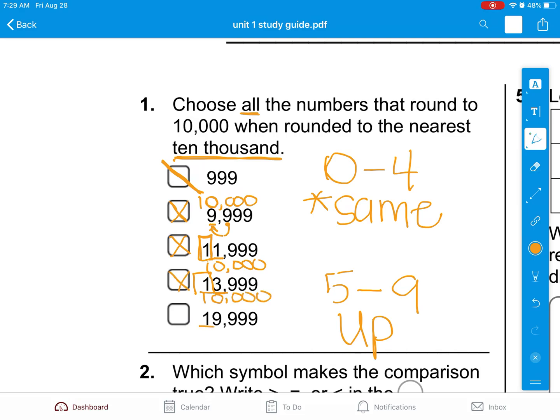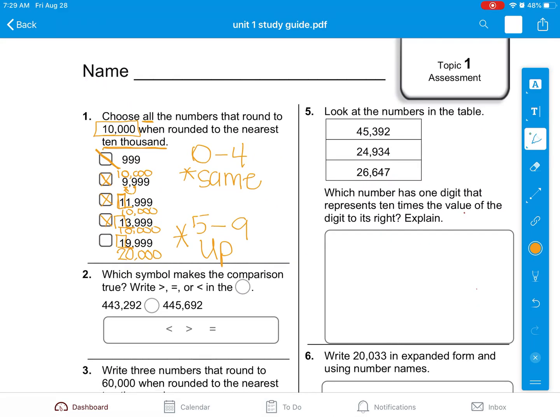And finally, if I put a box around my 10,000s place, the 9 next door is going to make it go up, right? So the 1 is going to turn into a 2, and everything else is going to become a 0. That one does not round to 10,000 when rounded to the nearest 10,000s place. So it is not one of your answers.